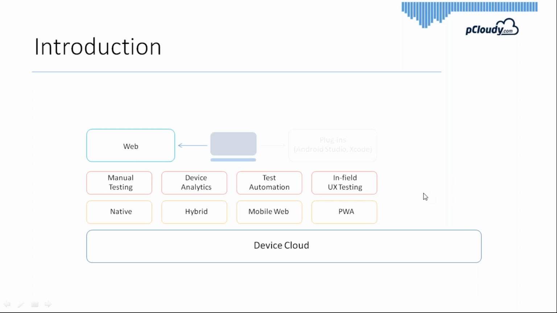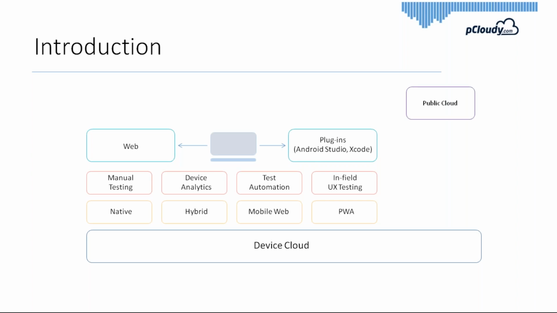And the second way is about using the plugins, like for Android Studio and Xcode. So you can very well use the plugins. The development team or the white box test engineers can use these plugins to debug their application, to write the code, or whatever they want to do with the remote devices. So these are the two different ways with which you can access the pCloudy platform.